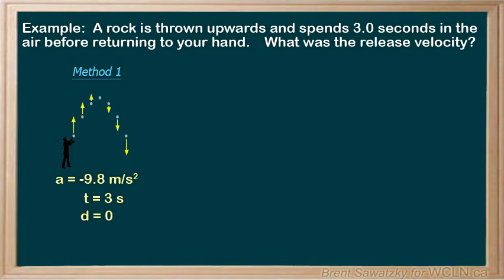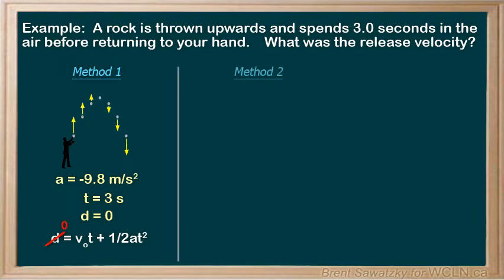It goes up to the top and back down, but in the end, the rock is right back where it started, in your hand. And we could put that into this equation. And with d equals 0, it simplifies it quite a bit. So whether we're solving for time, or in this case, solving for initial velocity, we can rearrange and solve the problem quite nicely.